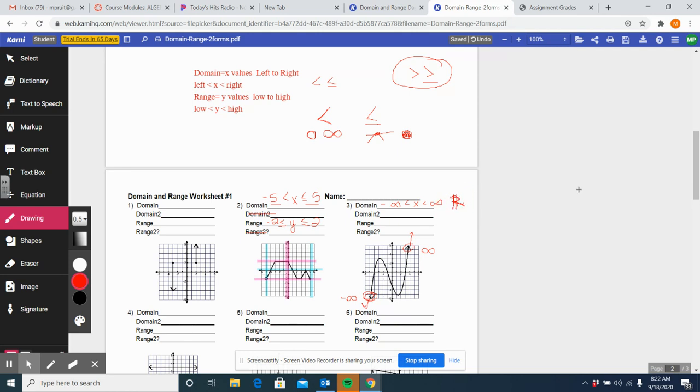Well, what about your range? Same thing. Is it ever going to stop going down? No. Is it ever going to stop going up? No. So it's also negative infinity less than y, because less thans are infinities, y is less than infinity. And range, when it's infinity to infinity, is also all real numbers.